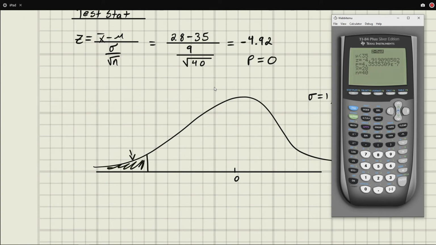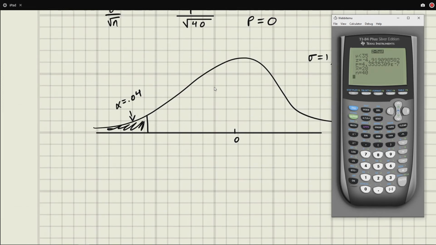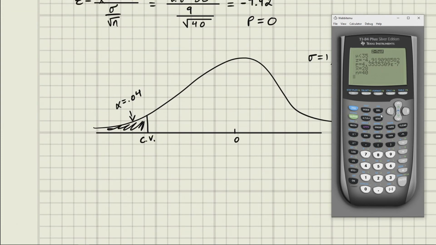Our alpha, we're told, is equal to 0.04, the level of significance. That means that 0.04 is the area contained in this, 4% of the curve is over here. So we need to find the z-score that goes with it. That's going to be the critical value. You could use the calculator to do this, and I'll show the chart.